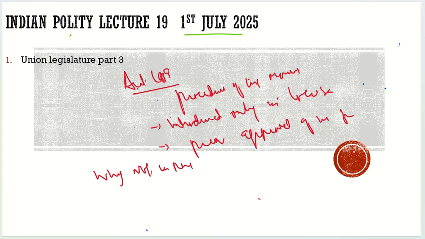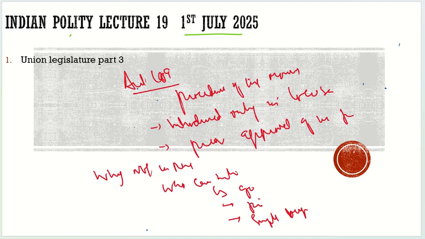So who can introduce it? With respect to money bill, who can introduce it? Usually it is introduced by the government, but a private member can also introduce it, because you need prior approval from the president. Majority of the times it is introduced by the government, and it requires simple majority to pass the bill.